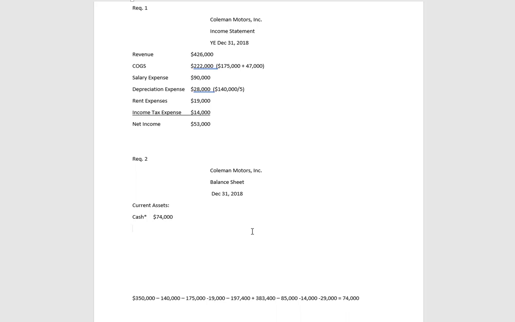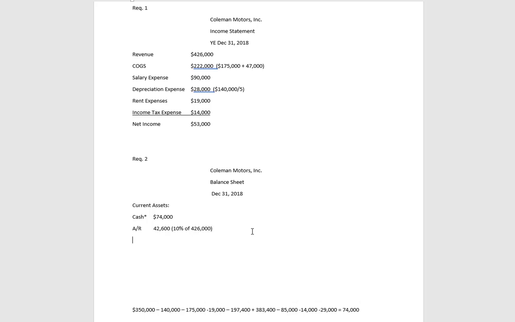Accounts receivable. I'm just going to shorthand accounts receivable AR. This is going to be $42,600. It's just 10% of $426,000. Okay. And inventory, leftover, we have 5 pieces of inventory. They were $47,000 each. So our inventory is $235,000.